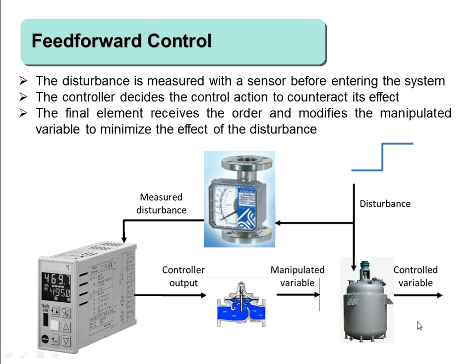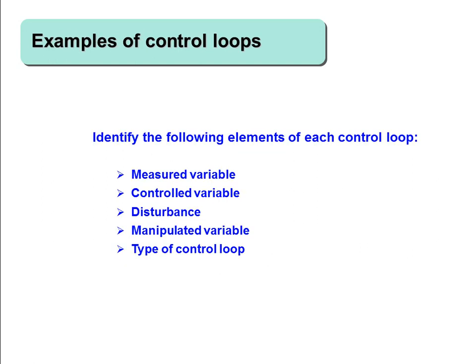So now we have seen the two types of control loops, the feedforward and the feedback, and in the following examples we are going to identify the elements of each control loop. In particular, we are going to identify the measured variable, the controlled variable, the disturbance, the manipulated variable, and the type of control loop. So let's see these examples.